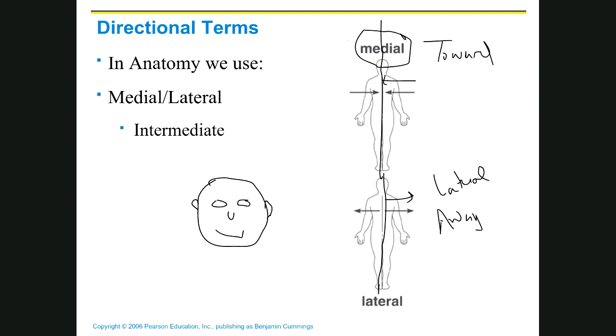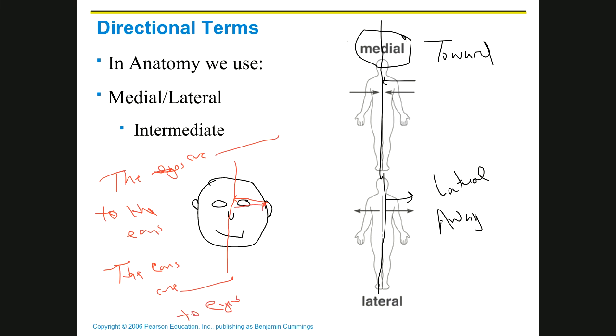So what if I said to you, the eyes are blank to the ears? Yeah, because the eyes are in this direction from the ears. But if I turned it around and I said the ears are blank to the eyes, what would you say? Yeah, because the ears are in this direction from the eyes.